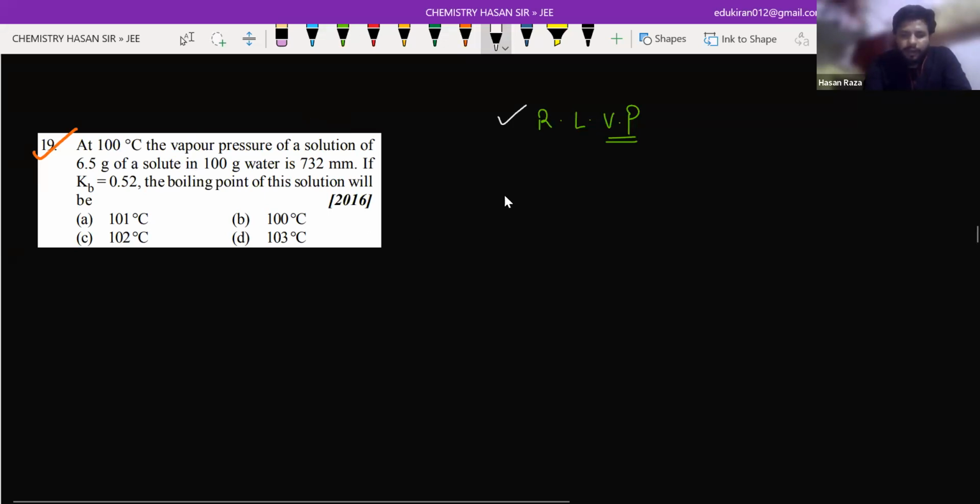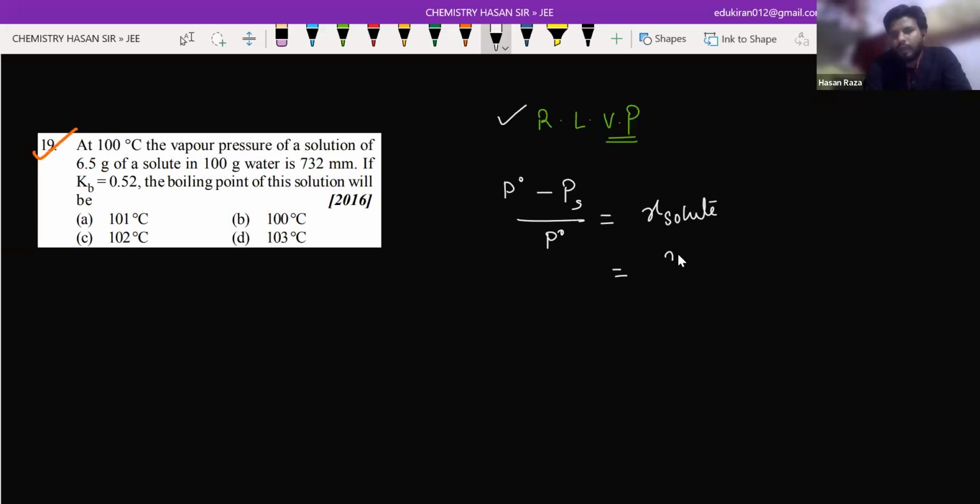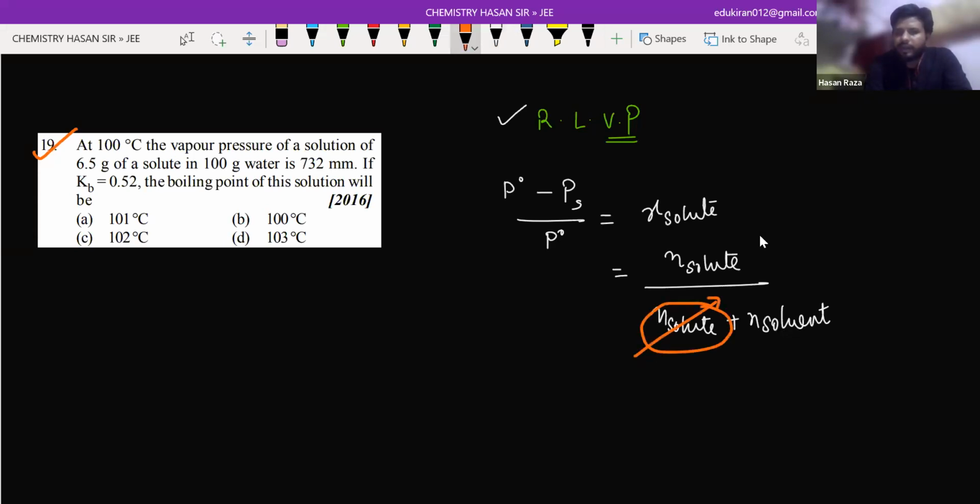You know that this is the formula: P naught minus PS divided by P naught will be equal to the mole fraction of solute. And the mole fraction of solute is the number of moles of solute upon number of moles of solute plus number of moles of solvent. Since the number of moles of solute is very less, we can neglect it, and this will be equal to number of moles of solute upon number of moles of solvent.